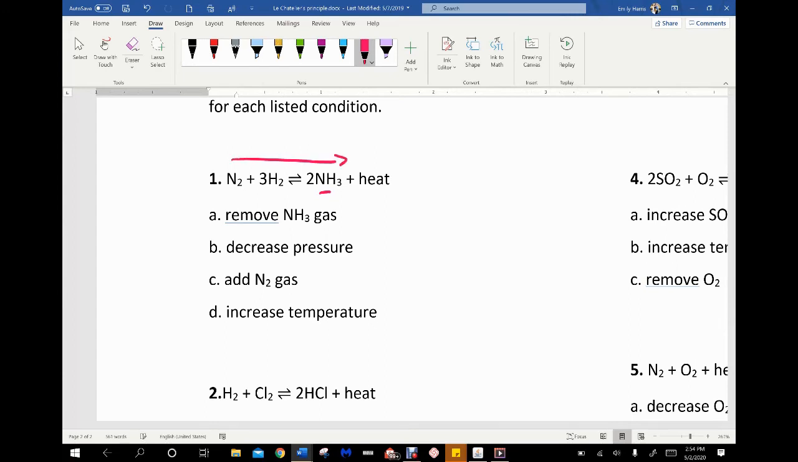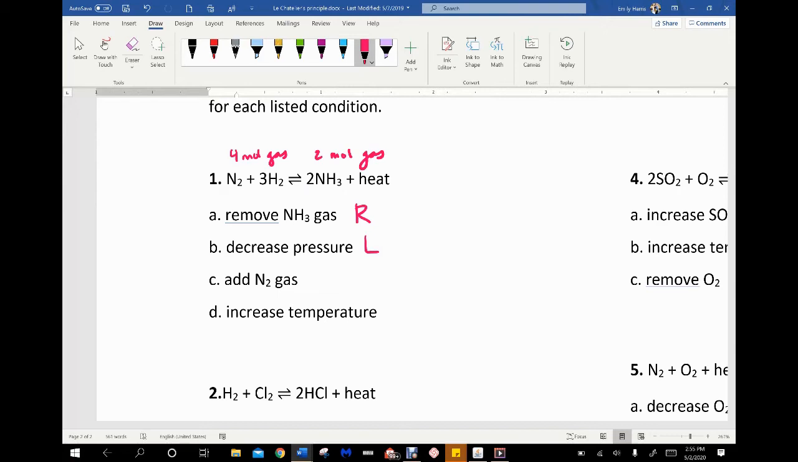So that means we would need to shift right toward the products. The second thing it asks us to consider is what would happen if we decreased pressure. So this is going to be affecting or be determined by how much gas is on each side. On the left side, we have 4 moles of gas. On the right side, we just have 2 moles of gas. So a decrease in pressure is going to favor the side with more gas. So this means we'll shift left toward the reactants.